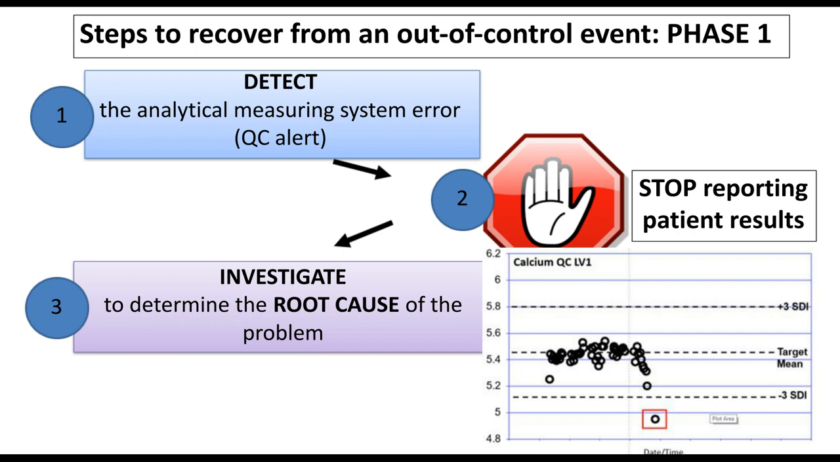So now we have detected the error and stopped reporting patient results. We have examined the Levy-Jennings charts for the QC, as shown in the bottom of the slide. We have reviewed our records, and nothing really seemed amiss except for a slight downward trend in QC results over the past couple of days that could be seen on the Levy-Jennings chart.